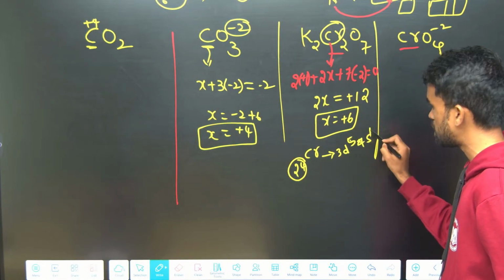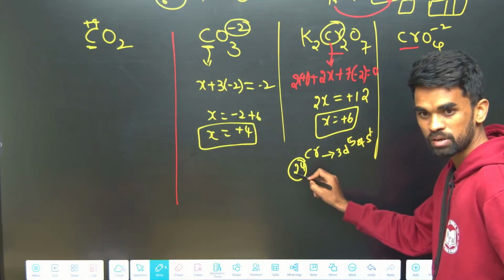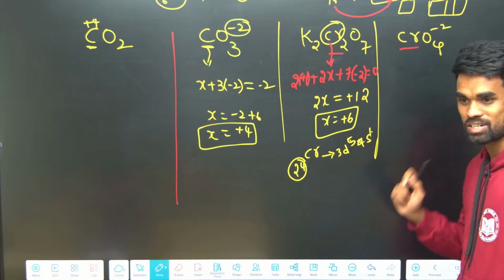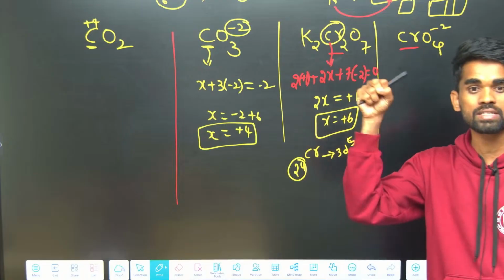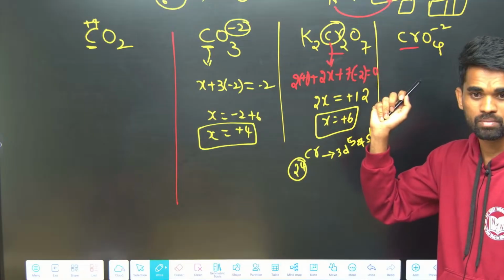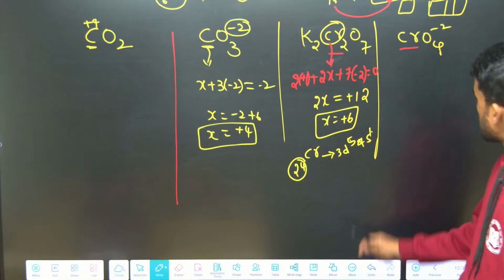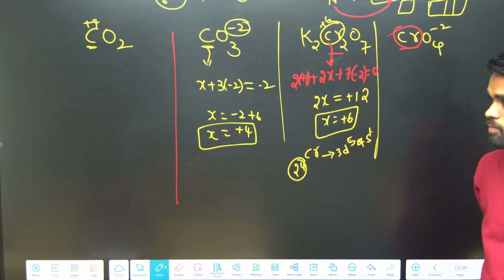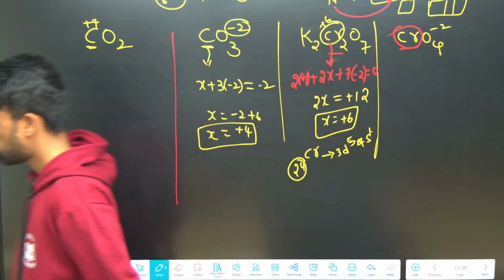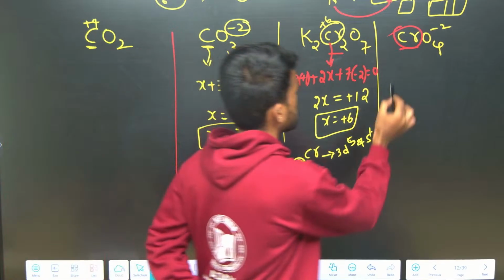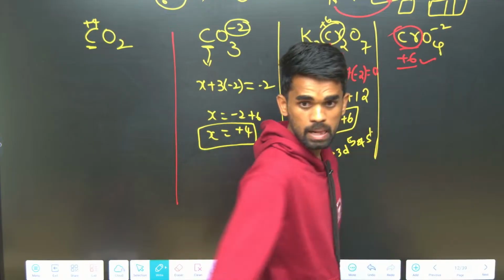So how many are there? 5 plus 1. So 6 valence electrons are there. So we can remove all those 6 electrons and become +6. So what is the maximum oxidation state of chromium? +6. Okay. So now calculate what is the oxidation state of chromium in this compound. Fast. +6. Here also +6. Okay, next.